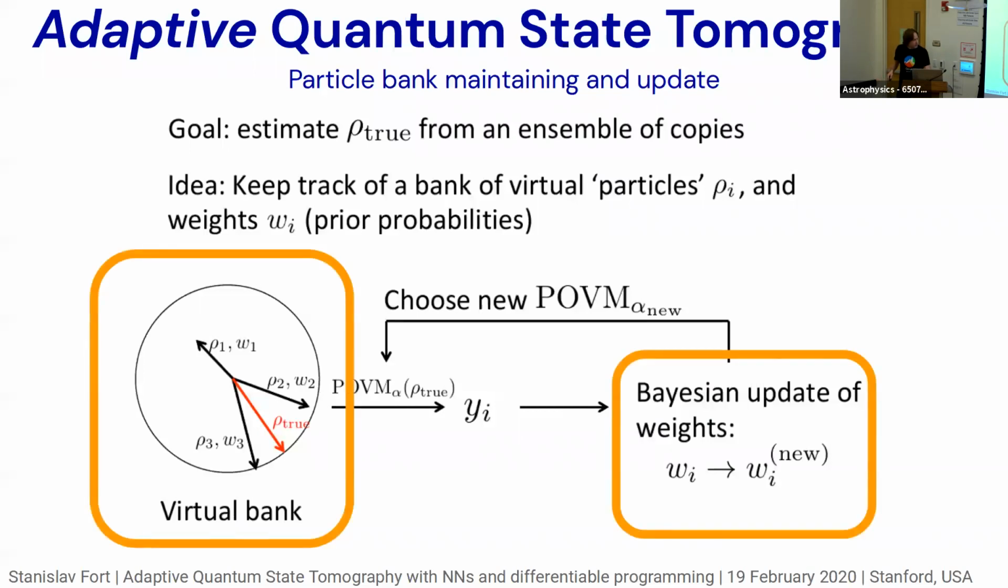using a Bayesian rule, and so they gradually sample the distribution over the density matrices better and better as you add in measurements.